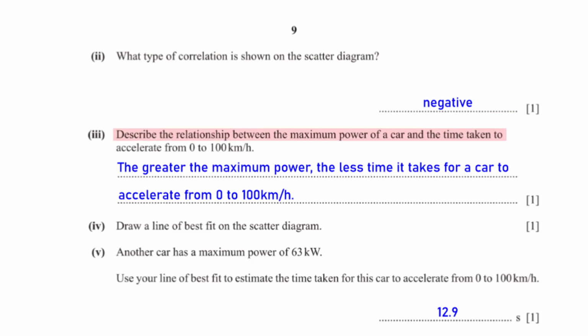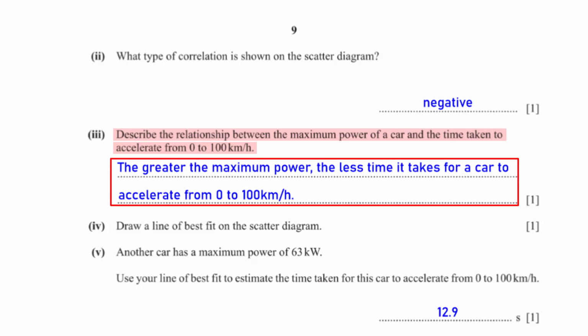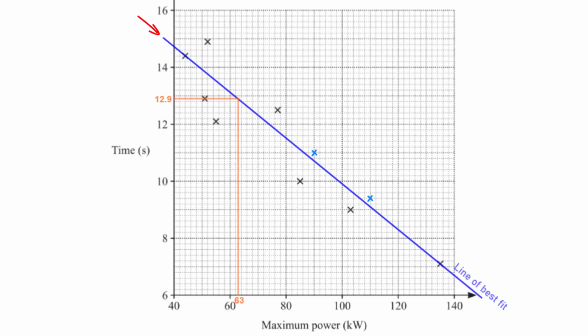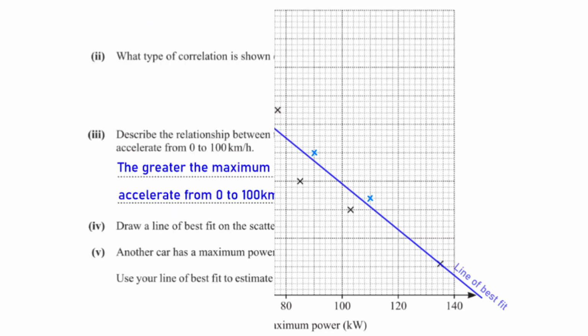Describe the relationship between the maximum power of a car and the time taken to accelerate from 0 to 100 kilometers per hour. The greater the maximum power of a car, the less time it takes for the car to accelerate from 0 to 100 kilometers per hour. Draw a line of best fit on the scatter diagram. On the scatter diagram, we've drawn a line of best fit. The general rule of thumb for drawing a line of best fit is to ensure that it passes through as many points as possible while balancing an equal number of points above and below the line.